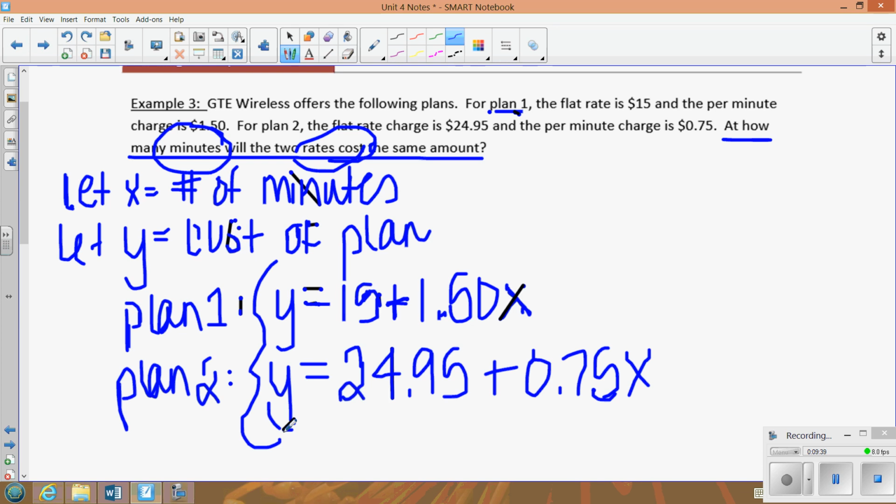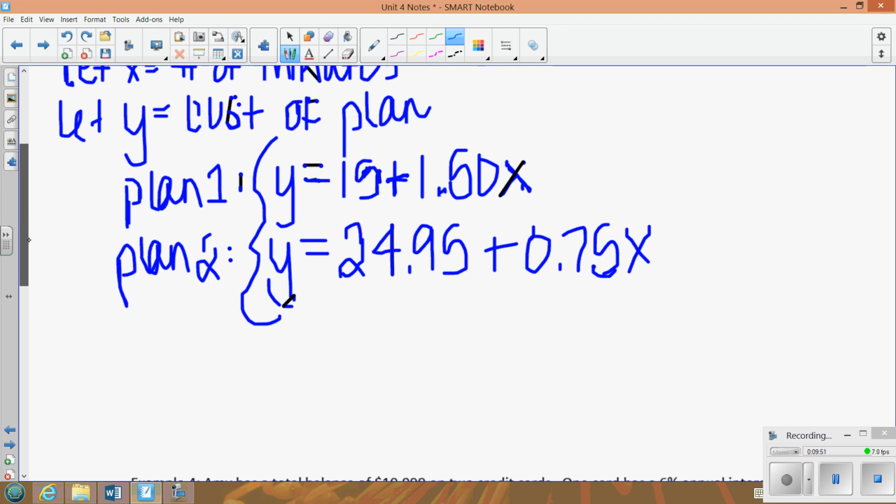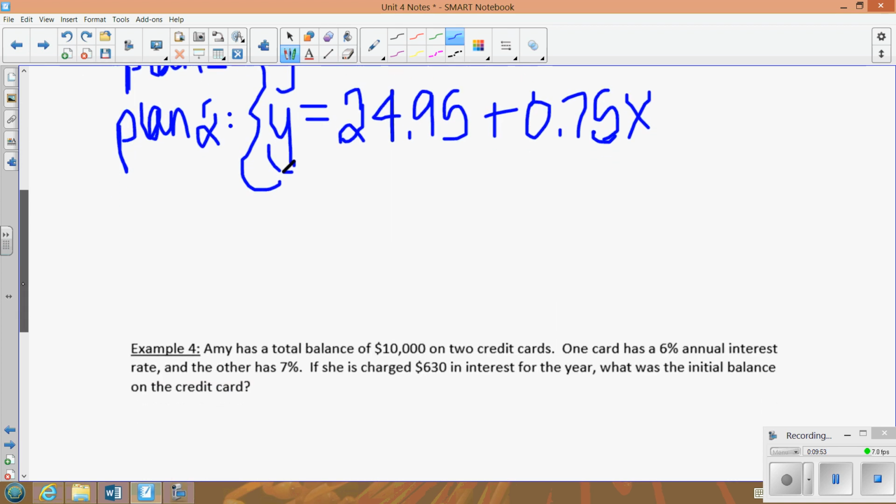You don't actually have to find y, because it's not asking you for what the cost will be. It's not asking you for what y will be. It's just asking you for what will x be when the two y's are equal. So just keep in mind, make sure you always answer the question when you're doing these. Let's look at example 4.